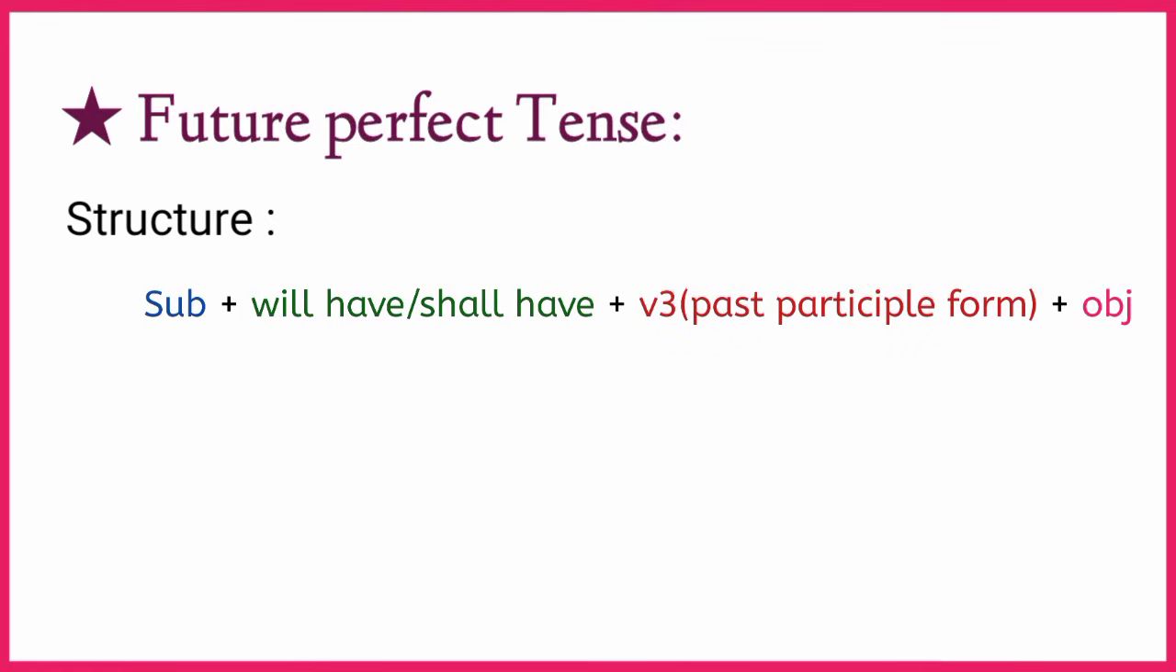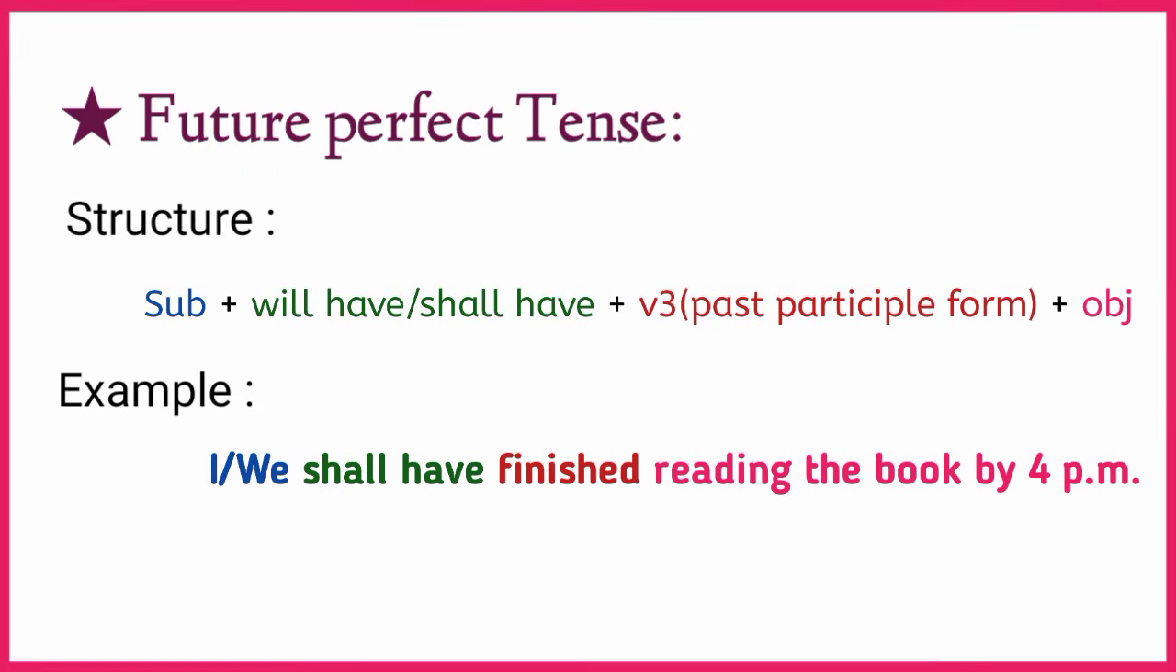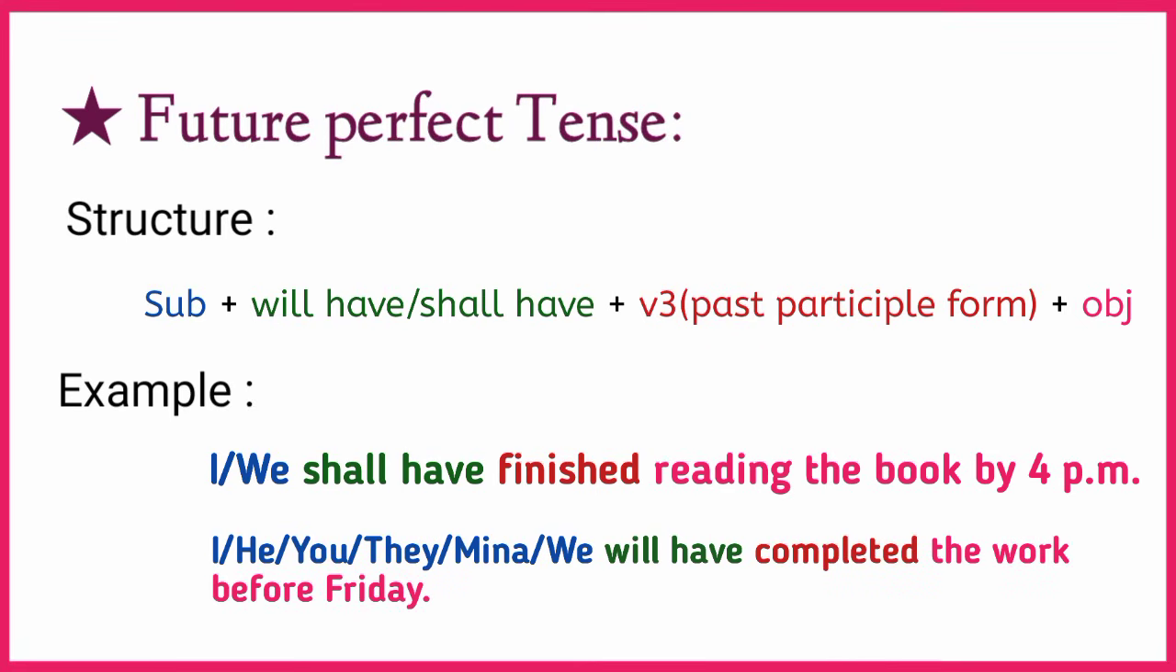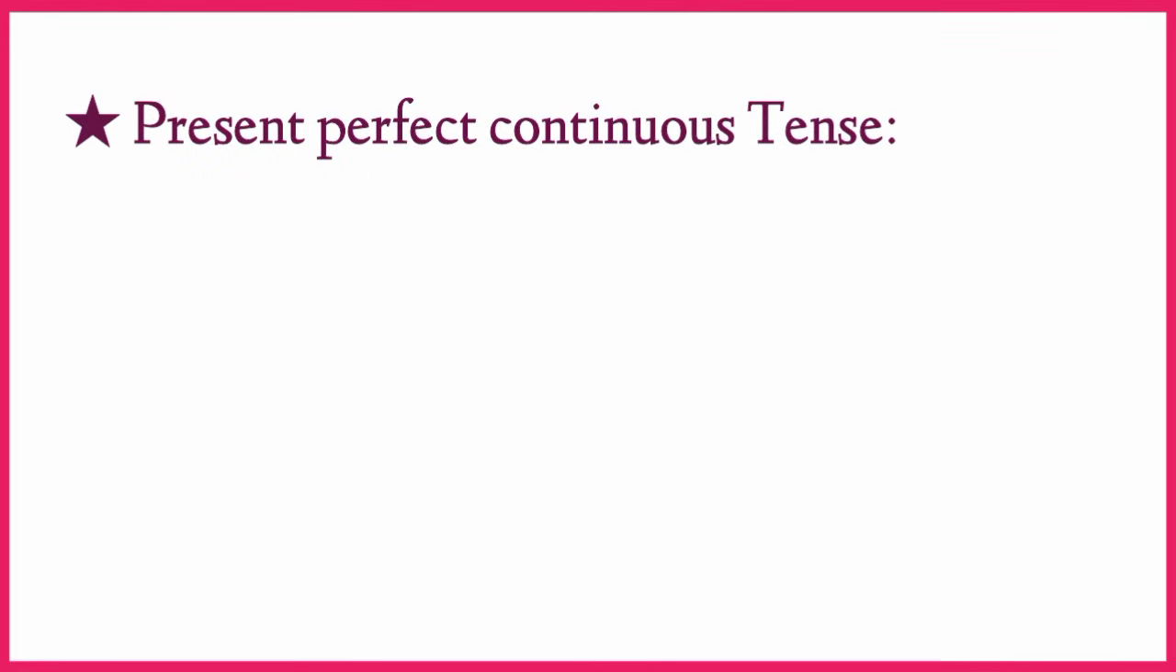Structure subject plus will have or shall have plus past participle form of verb plus object. Example, I or we shall have finished reading the book by 4 p.m. Next example, I, he, she, they or we will have completed the work before Friday. Now we are going to see part 4. Present perfect continuous, past perfect continuous and future perfect continuous tense.